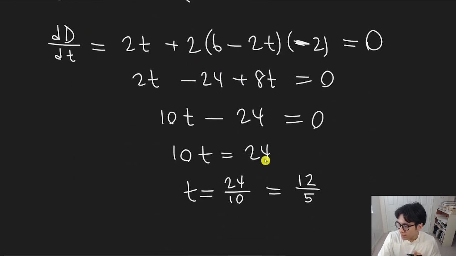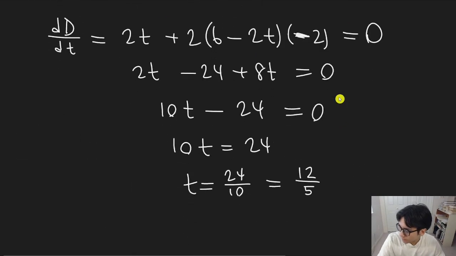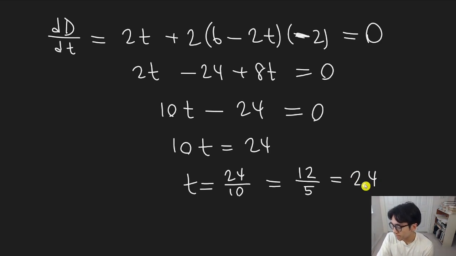But notice that 12 over 5 as a decimal, if you don't have a calculator: 10 over 5 would be 2, and so this would be 2.4. So this critical point is within the first 3 seconds. Now we have reason to believe that this is going to be where the minimum is, because typically with these kinds of questions, if there's only one critical point, that will be the point where the minimum or maximum is. Now, to double check that, here's what we can do.